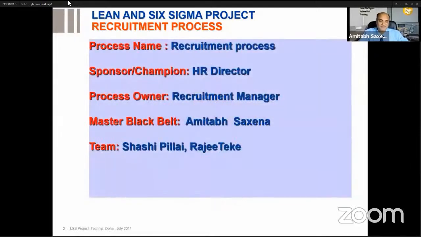You form a team. Process name is recruitment. Problems are in the processes, not in the people. Don't blame the recruitment team. Recruitment team blames the department manager: you don't respond when we send you the CV. Operations managers blame the HR team. Everyone blames each other. Nothing happens. Recruitment time remains high. Champion, sponsor, champion, HR director, recruitment manager. I'm the master black belt.